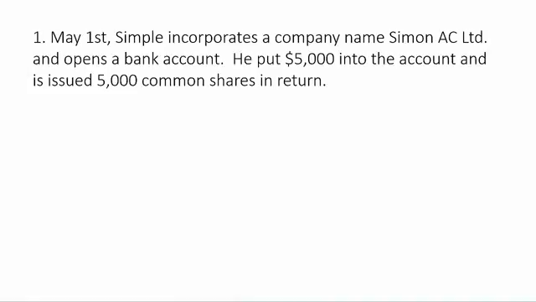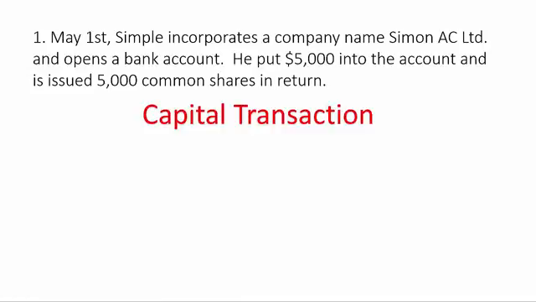So our first transaction occurs on May 1st when Simple incorporates a company named Simon AC Ltd and opens a bank account. He puts $5,000 into the account and is issued 5,000 common shares in return. Since cash has changed hands, it must be a reportable transaction. However, what kind of transaction do we have? An income transaction or a capital transaction? That's right, we have a capital transaction.